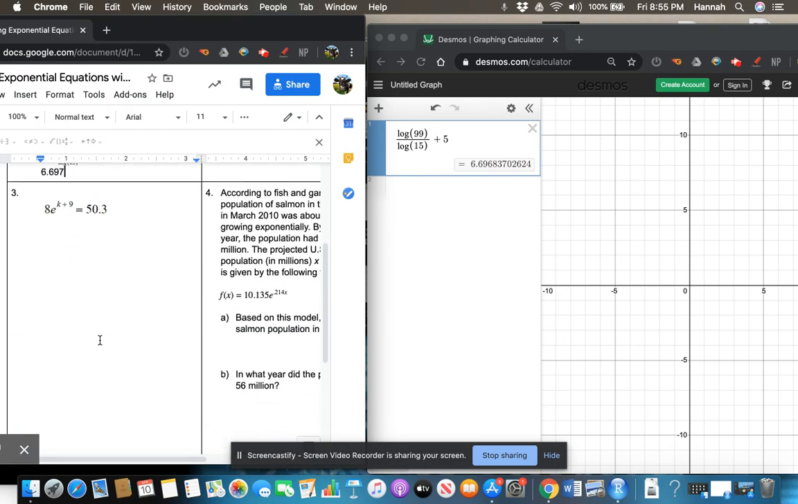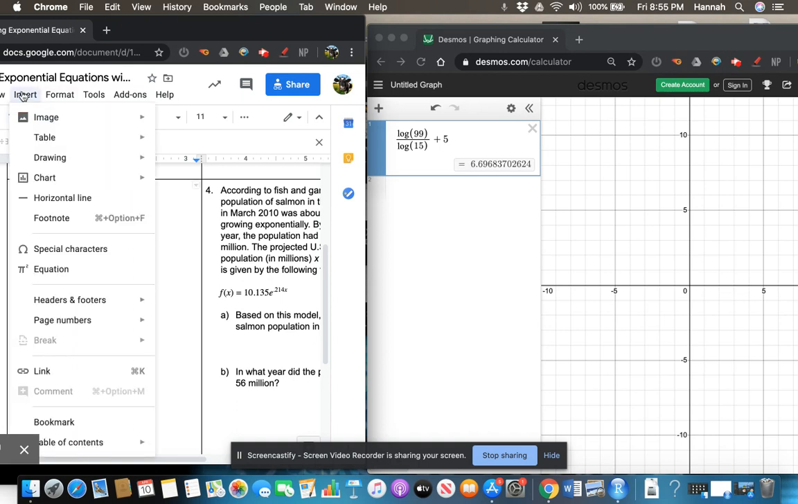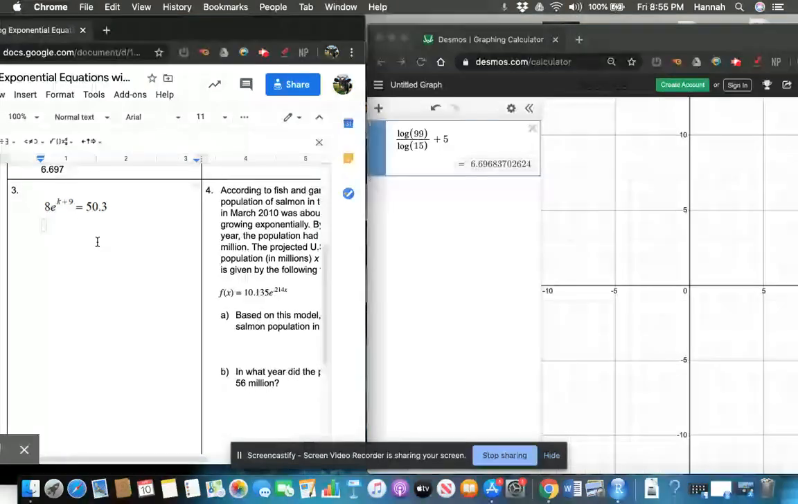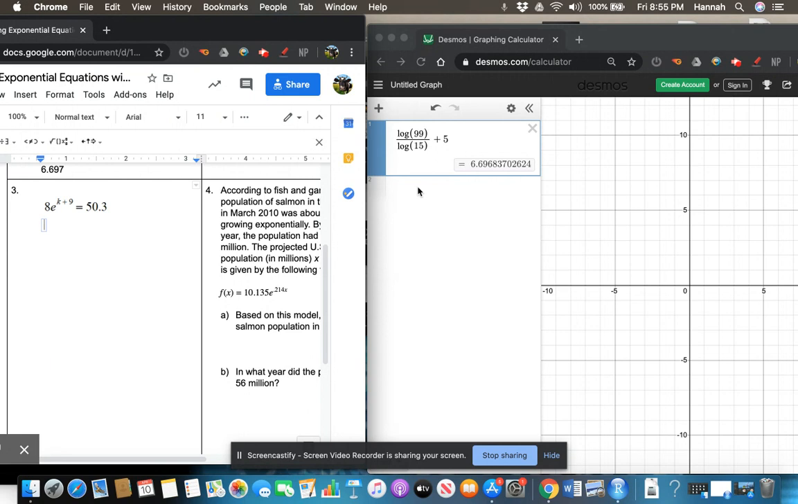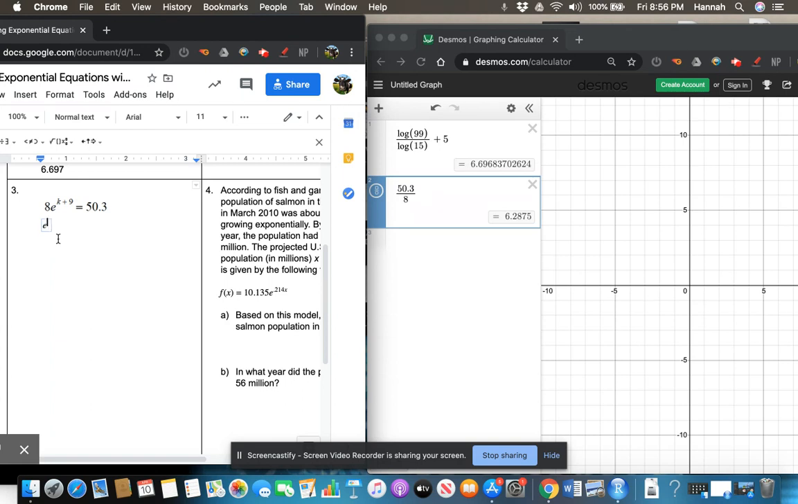So we'll do one more example here. Let's say that I look at number 3. Number 3, I'm solving for the letter k here. And the first thing I notice is I may not know exactly how to solve this all the way through, but there's an 8 that's being multiplied by e to the k plus 9. Well, if something's being multiplied, how do I get rid of it? Well, I go ahead and divide it. So I come over to Desmos and I say, okay, what's 50.3 divided by 8? And that is 6.2875.